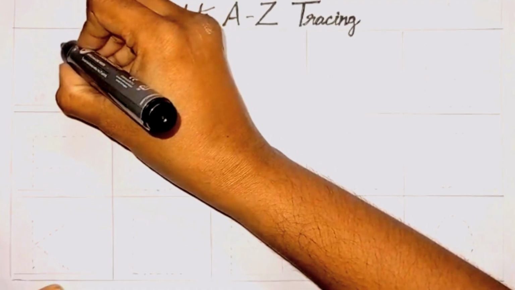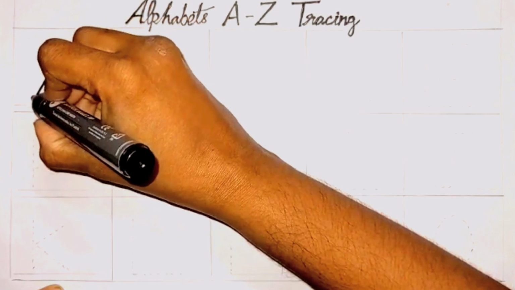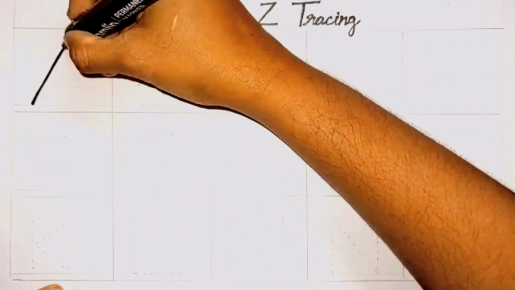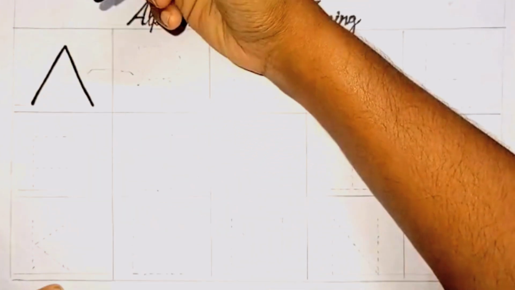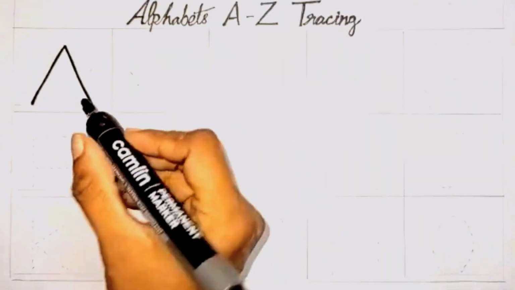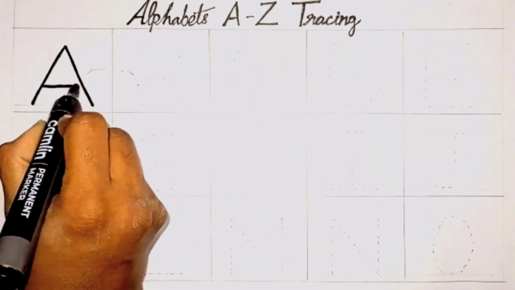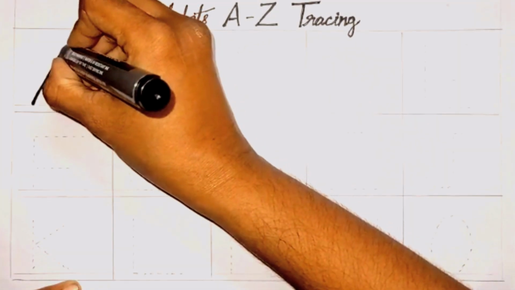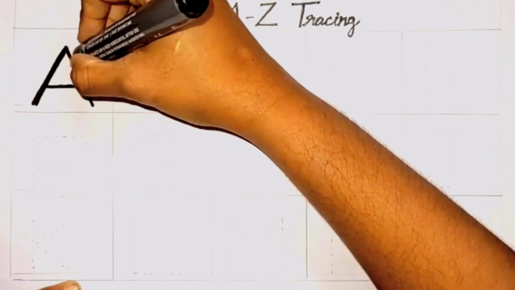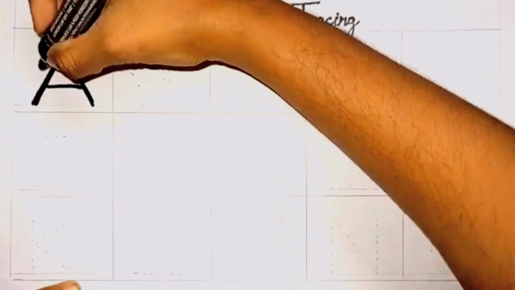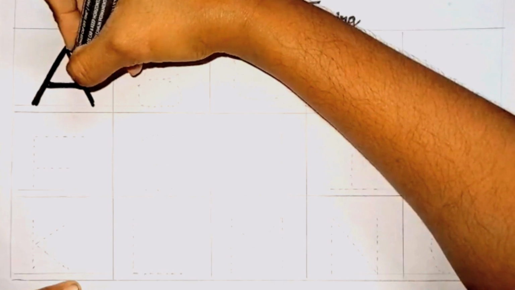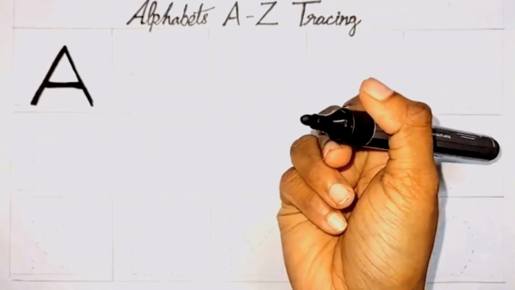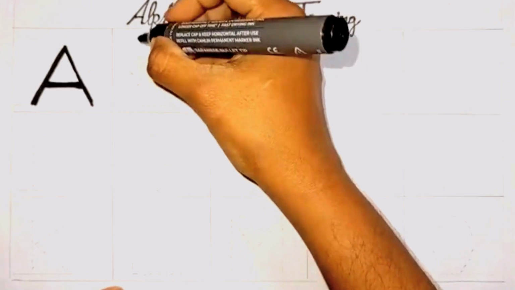Slanting line, slanting line, straight line. This is your letter A. Let's write it again. Slanting line, slanting line, straight line. This is the letter A.